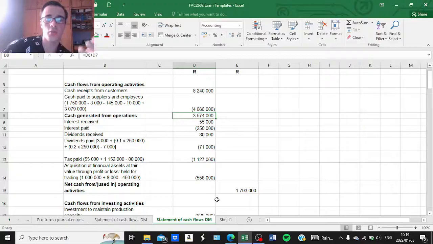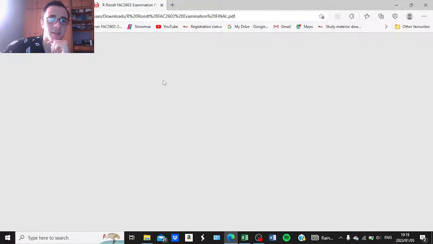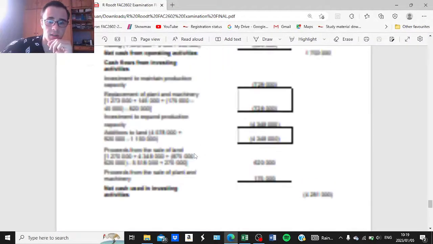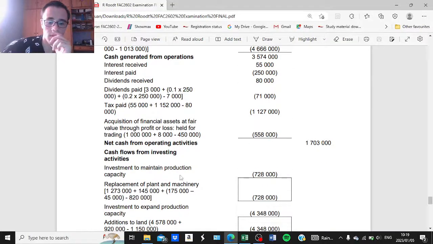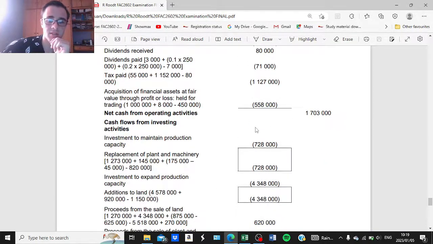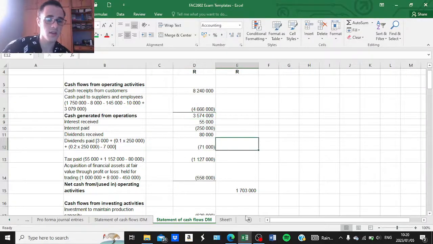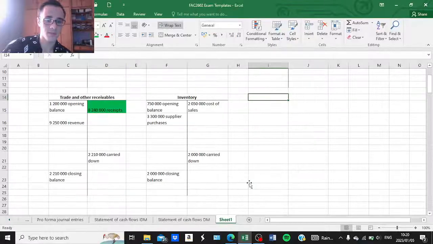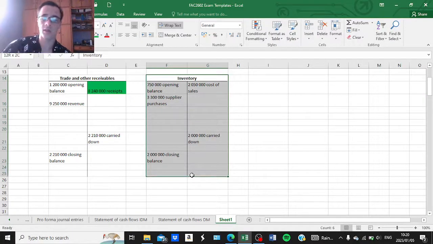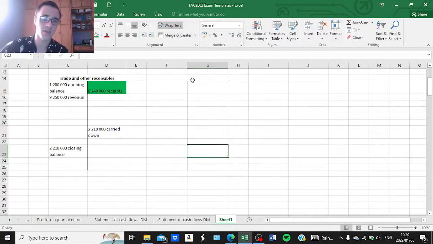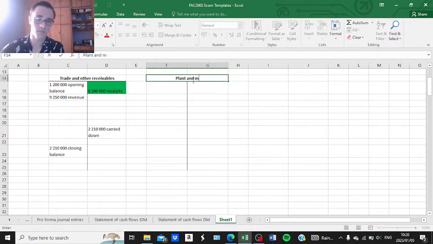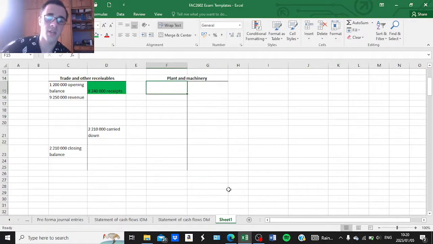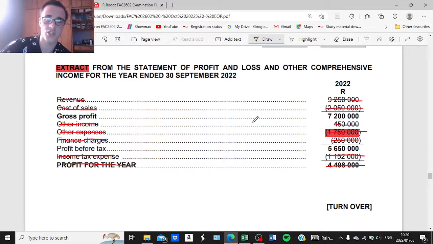You see why I say it's important for you to actually calculate each amount correctly. Okay, let me just have a look here. So, it is plant and machinery that is out by 100,000. It should be 728,000. Okay, let me just go back here. Let us just redraft the plant and machinery general ledger account. Sorry guys, I apologize for that.